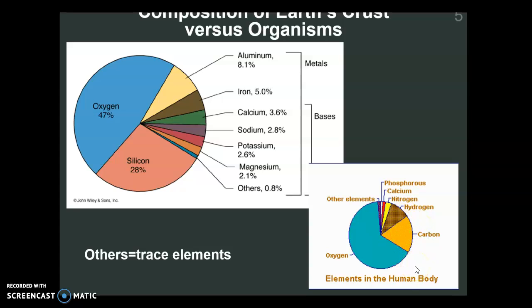When we contrast that with the human body, we can see that carbon is the second most abundant element in the human body. And carbon is extremely important for making things like carbohydrates and fats and proteins and making our muscles and bones. So carbon is really big for living things. It's one of the most important elements.